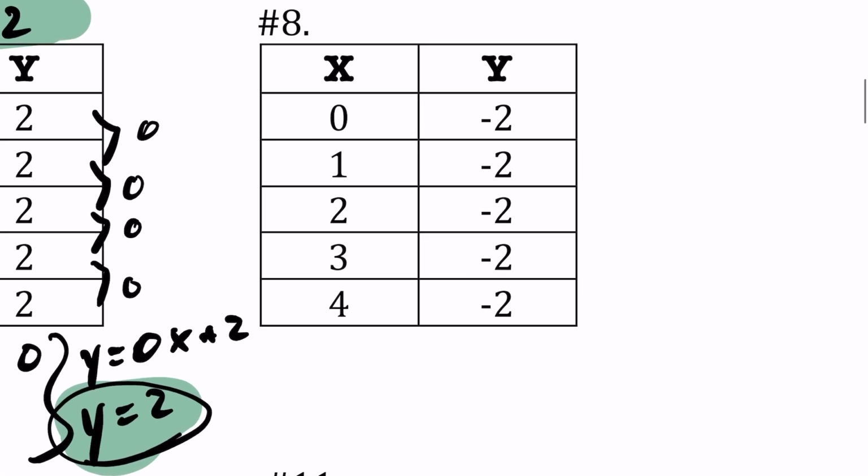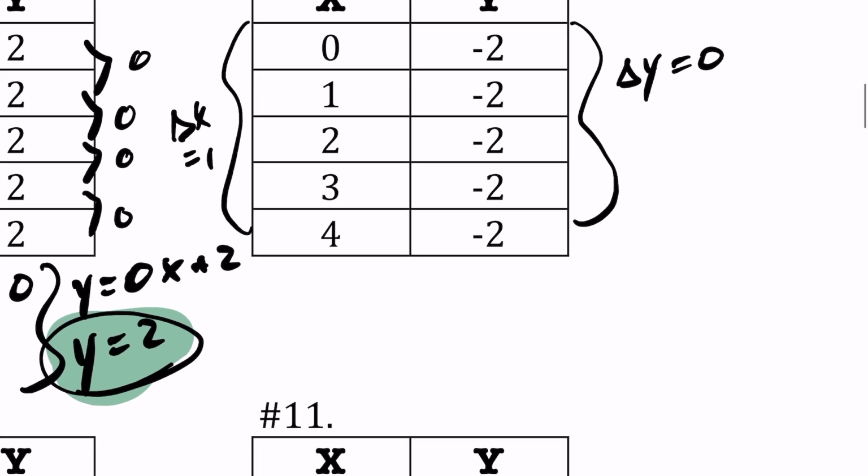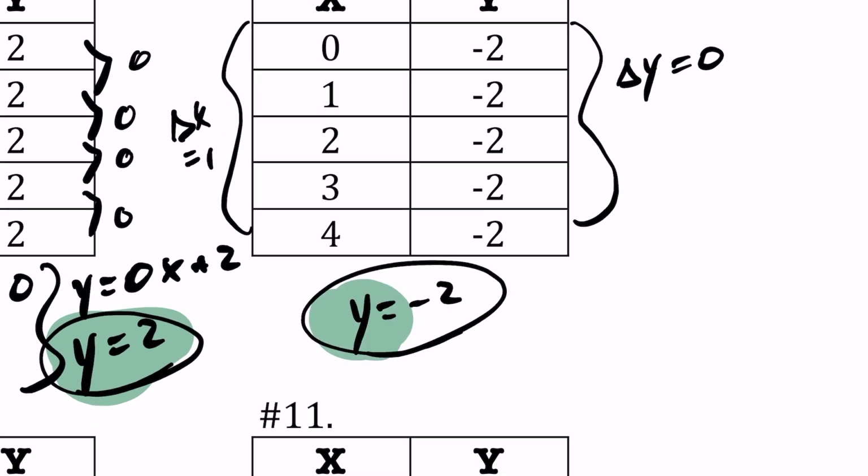We can see here for number 8, you have the exact same scenario. The change in my y's are always 0, and you can see here the change in my x's are 1s. So going through this again, you'll end up going through the math. You'll end up getting y equals -2 this time for this relationship here.